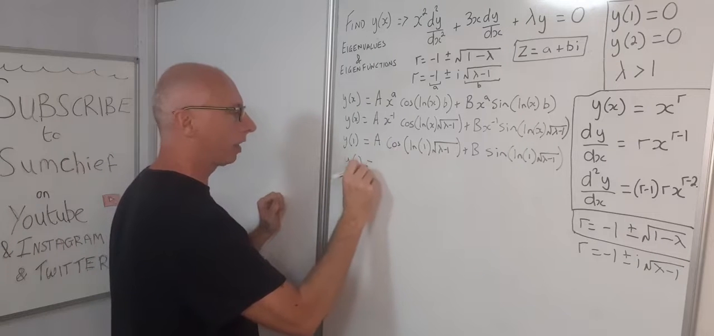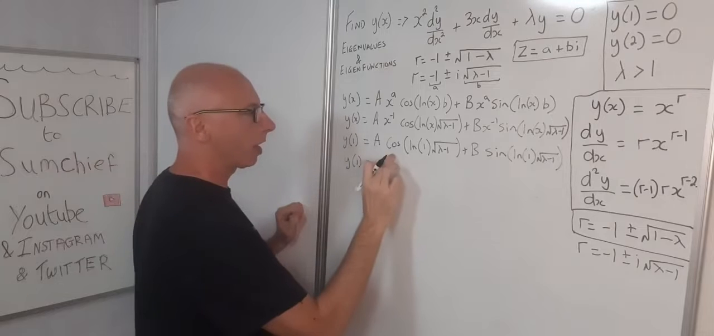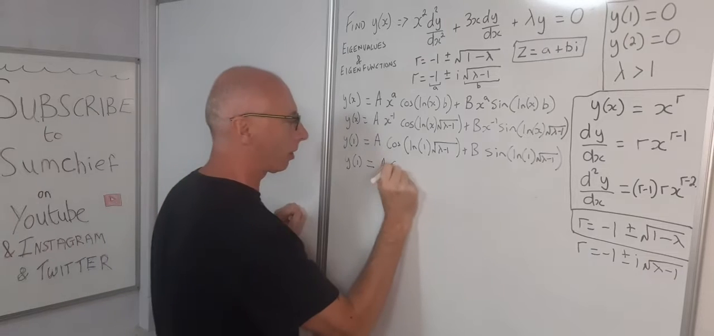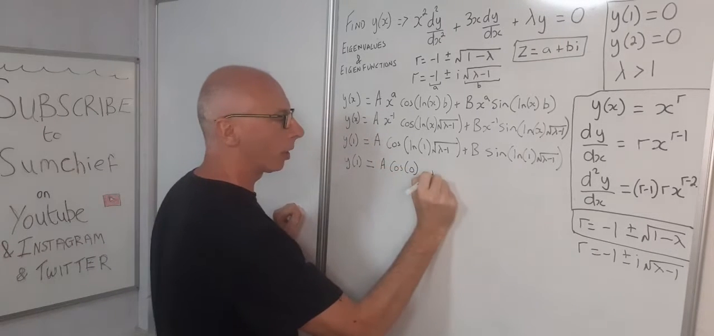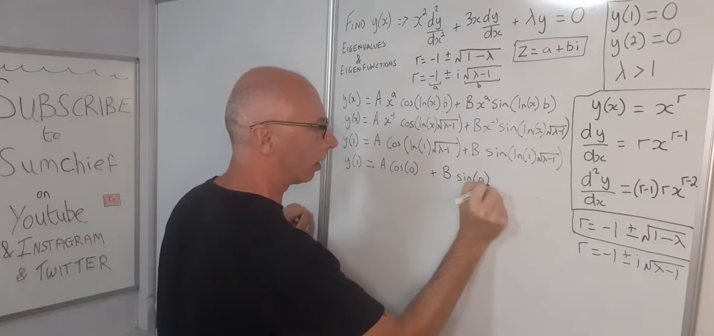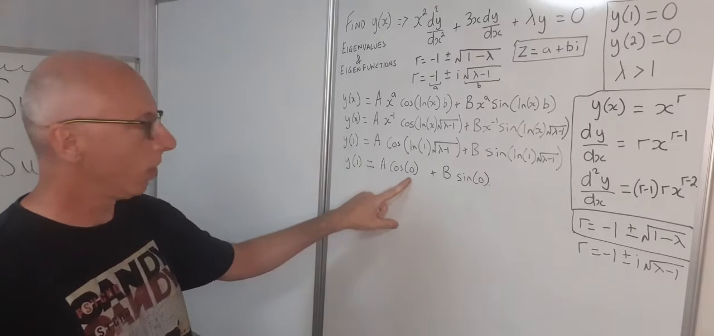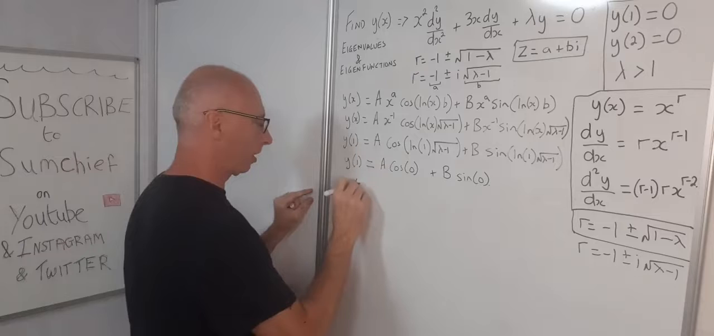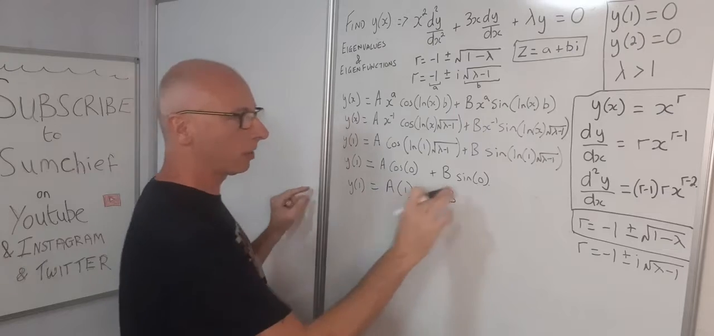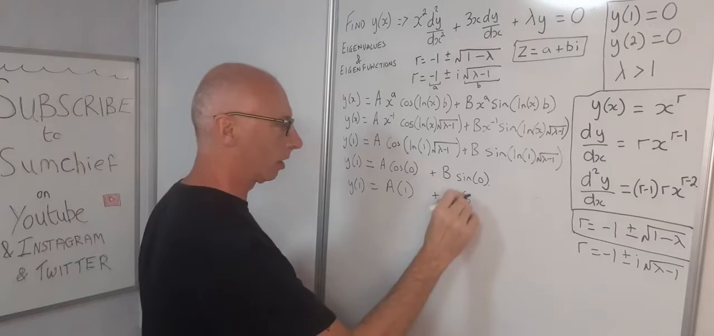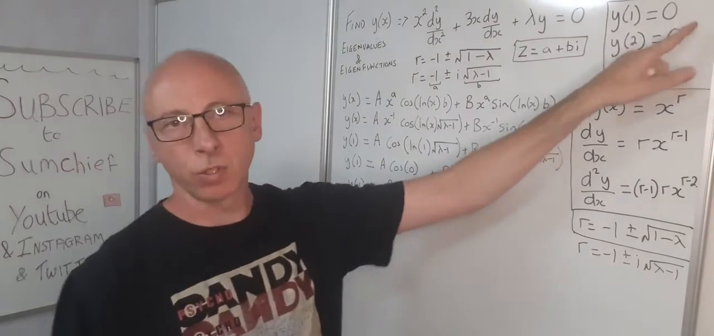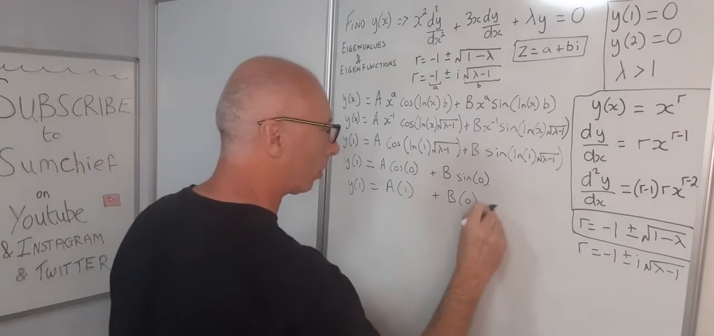y of 1 equals a times cosine, now this is all going to be 0 because natural log of 1 is 0. So cosine of 0 plus b, sine again all 0. Now we know the cosine of 0 is 1, so a times 1 plus b, and our sine of 0 we know is 0. Okay, now when we get y of 1, we know that it equals 0. So this lot must all equal 0.